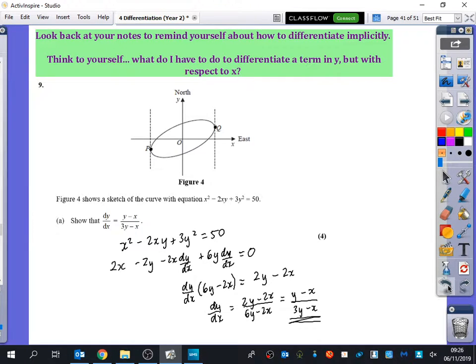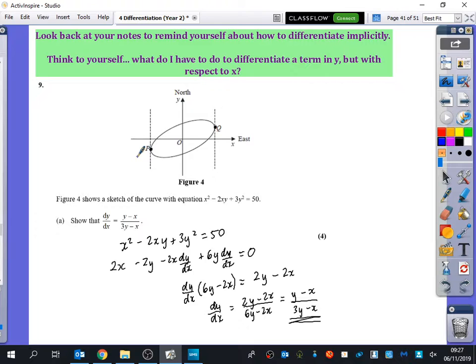Yeah, good. And you can actually kind of see that already. You can see that they've drawn a tangent here and a tangent here, and they're parallel to each other. So that's one of the facts that we can notice. If the tangents are parallel, then their gradients must be the same. But what are the values of the gradients at P and at Q?